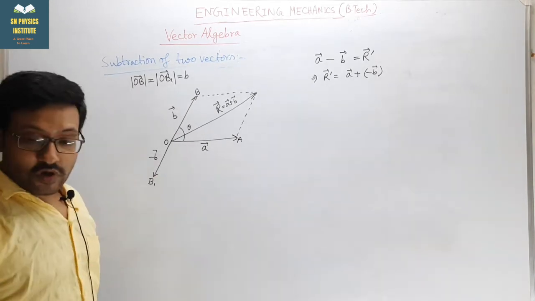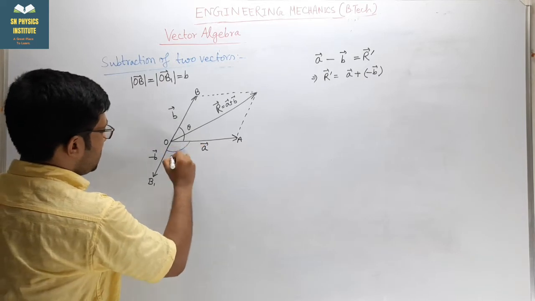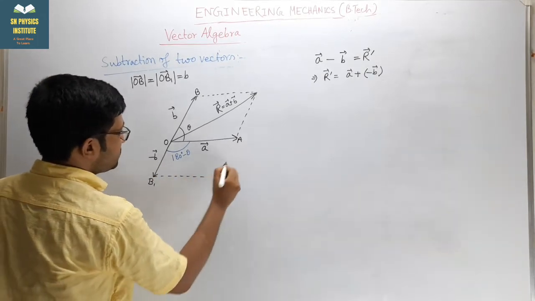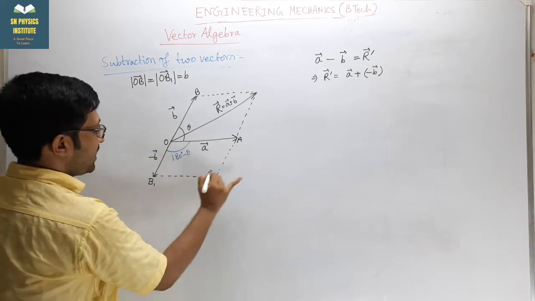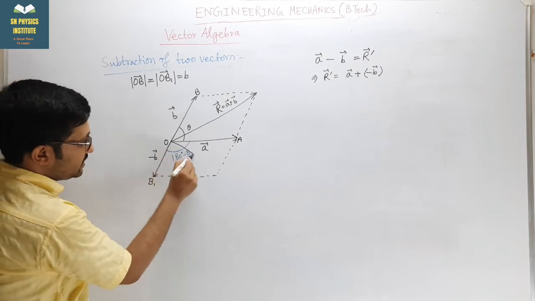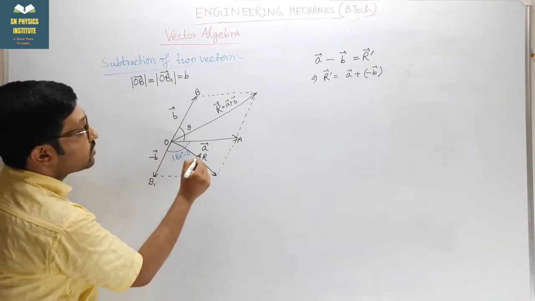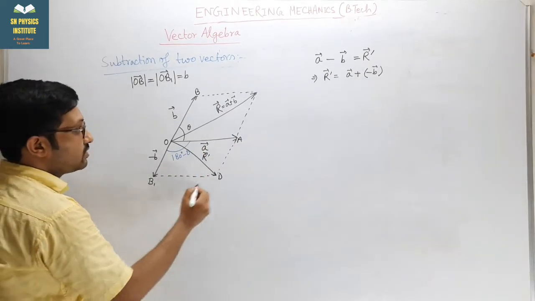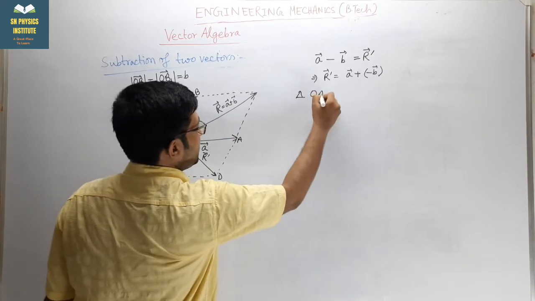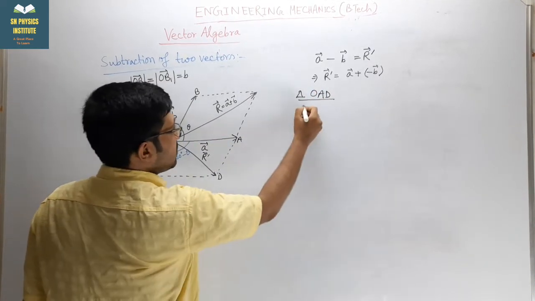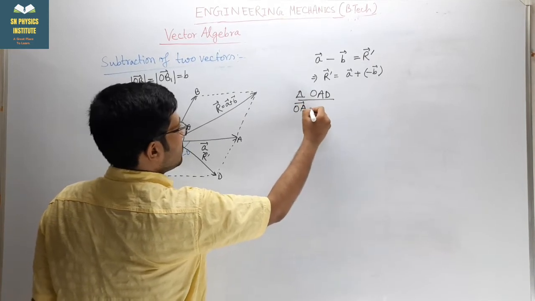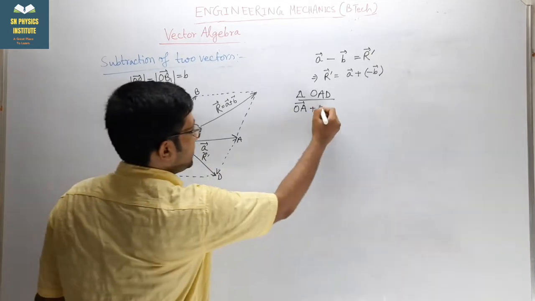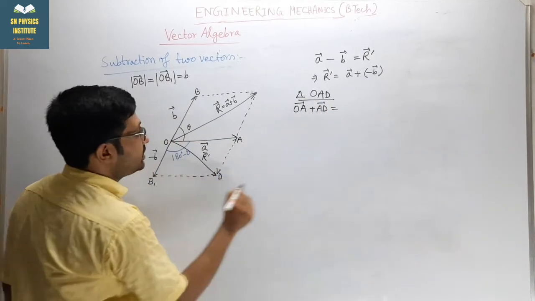And see, if this angle is your theta, then this angle is your what? 180 degree minus theta, right? So if you draw this one, this is the parallelogram. So A vector and minus B vector. The resultant of the two vectors is your R prime vector, which will be acting along OD. From the triangle OAD, I can easily write OA vector plus AD vector. This is your AD vector, and AD vector and OB1 vector are equal vectors. So I am writing OA vector plus AD vector is equal to OD vector, right?